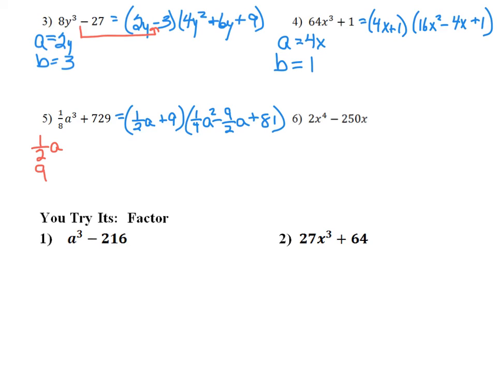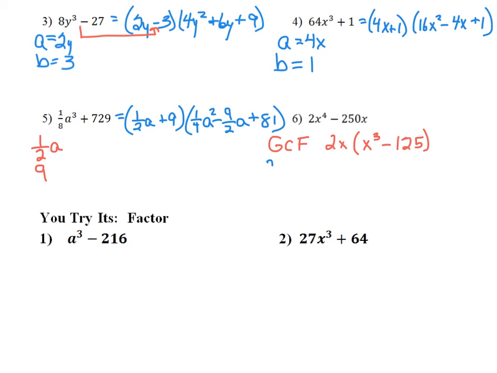Let's do the last one together, number 6 here. But first of all, I notice that I don't have the difference of two perfect cubes. Instead, it looks like I have a GCF, first of all, in this problem. So I want to factor out the GCF of 2x. That leaves me with x to the third minus 125. And that definitely is a difference of two perfect cubes.